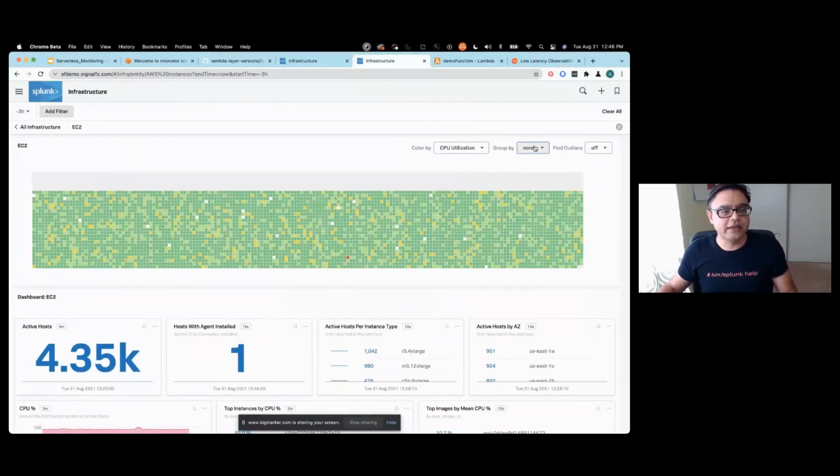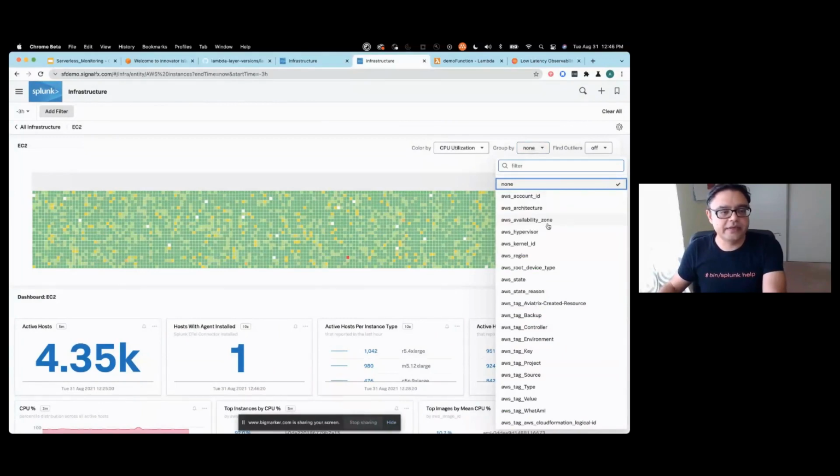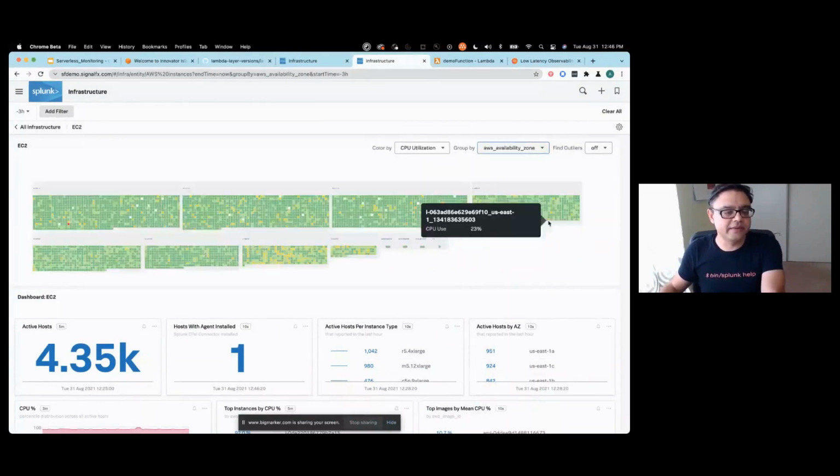You can easily group or see how these EC2 instances are working in my different availability zones. And you saw that it happens within 1 second. That is because of our real-time streaming architecture.